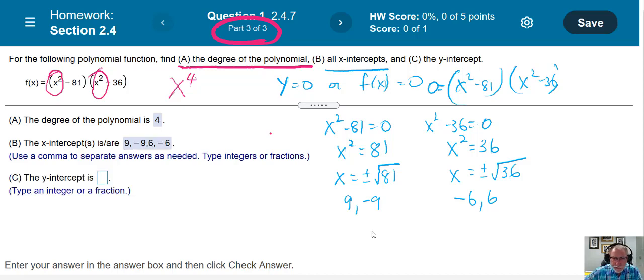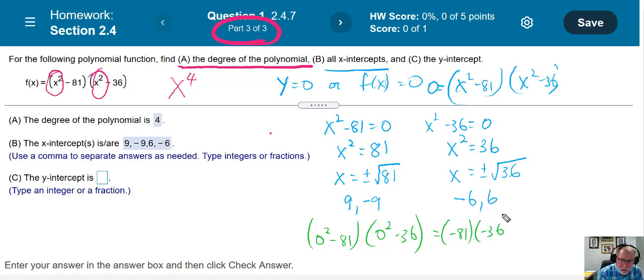To find the y-intercepts, we need to substitute 0 for x. So 0 squared minus 81 and 0 squared minus 36 would give us a negative 81 times a negative 36, which we can do on our calculator.